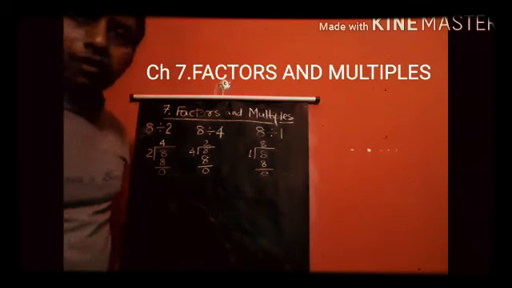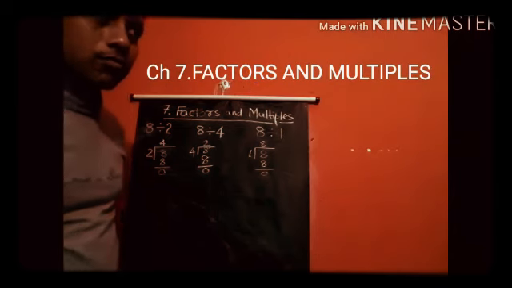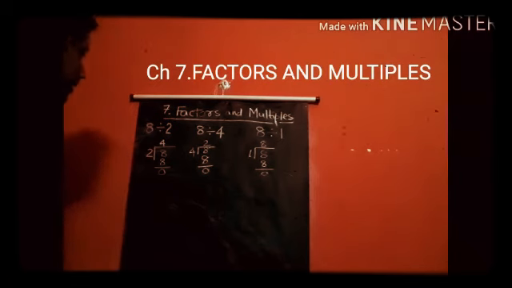Chapter number 7, factors and multiples. Last chapter, you must have remembered what it was: division. So let us recall something. Like here, I have given an example.